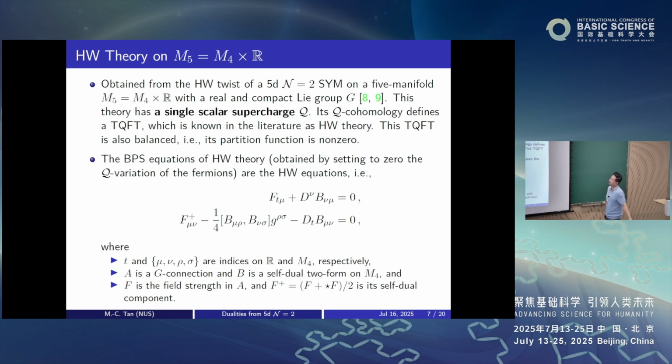Okay, so let's look at the two theories that we're studying. So this is the HW theory. It was first described by Witten, I think in the paper Fivebranes and Knots. He didn't really write it down, but he described it in terms of the BPS equation.